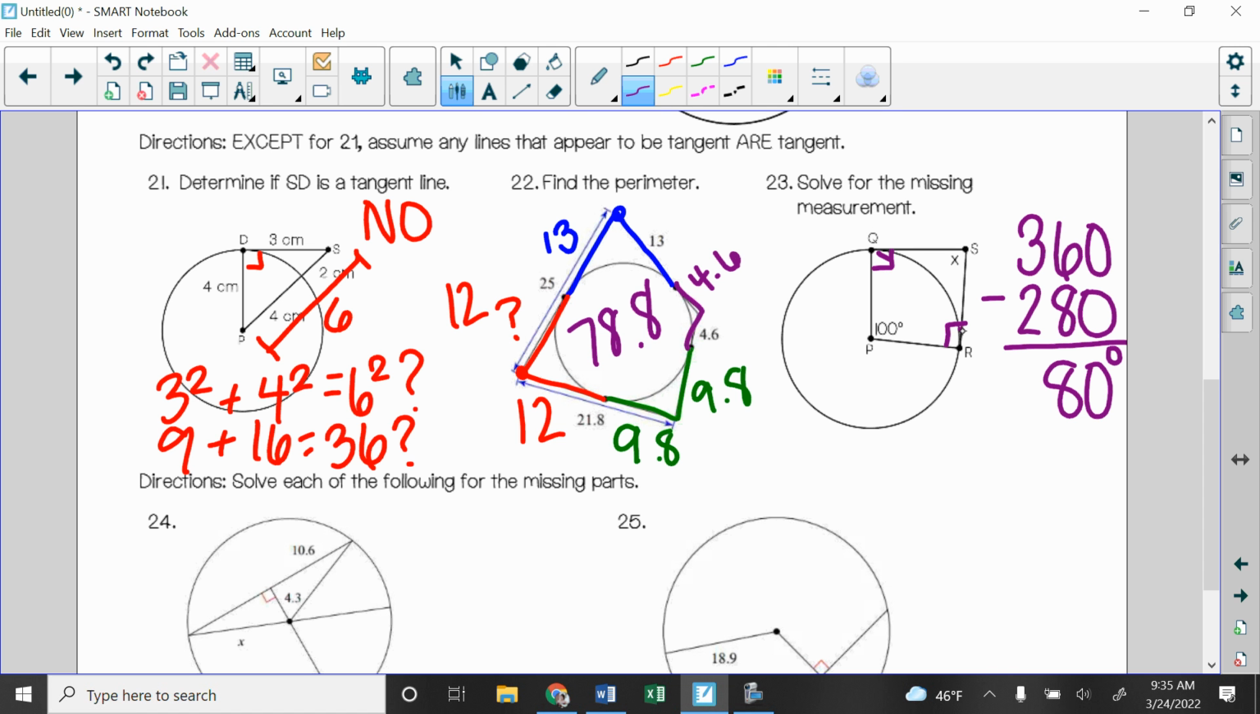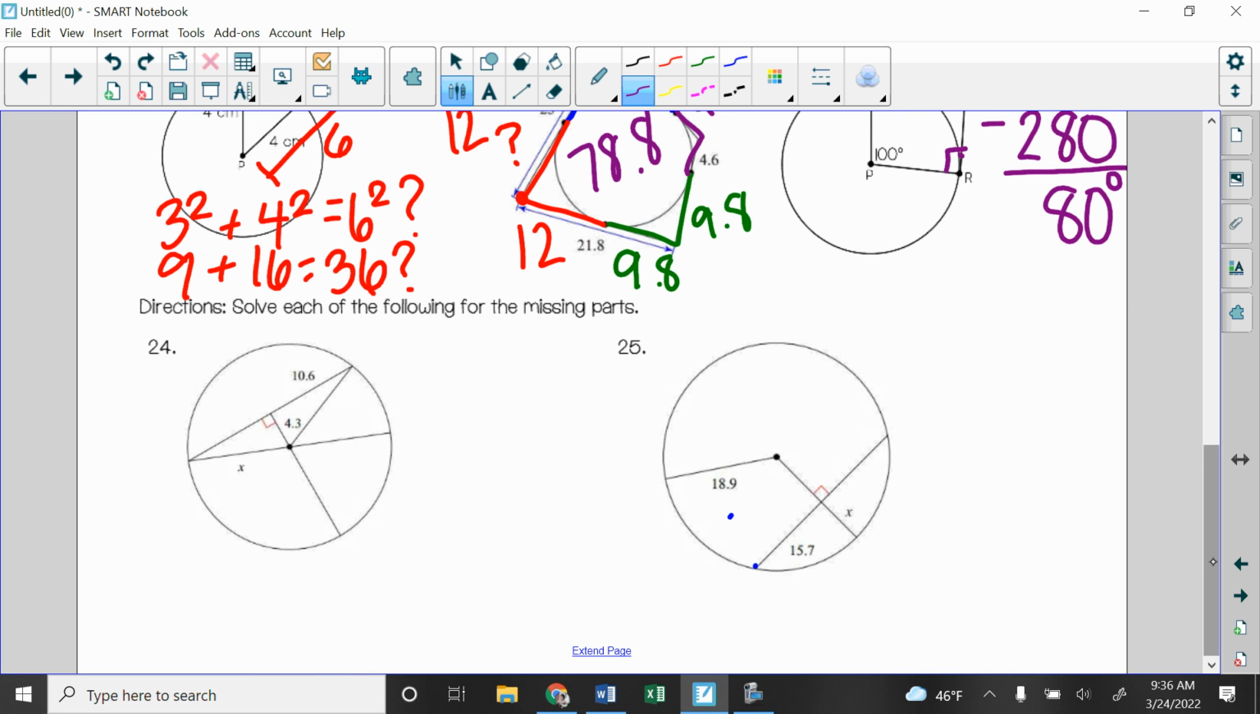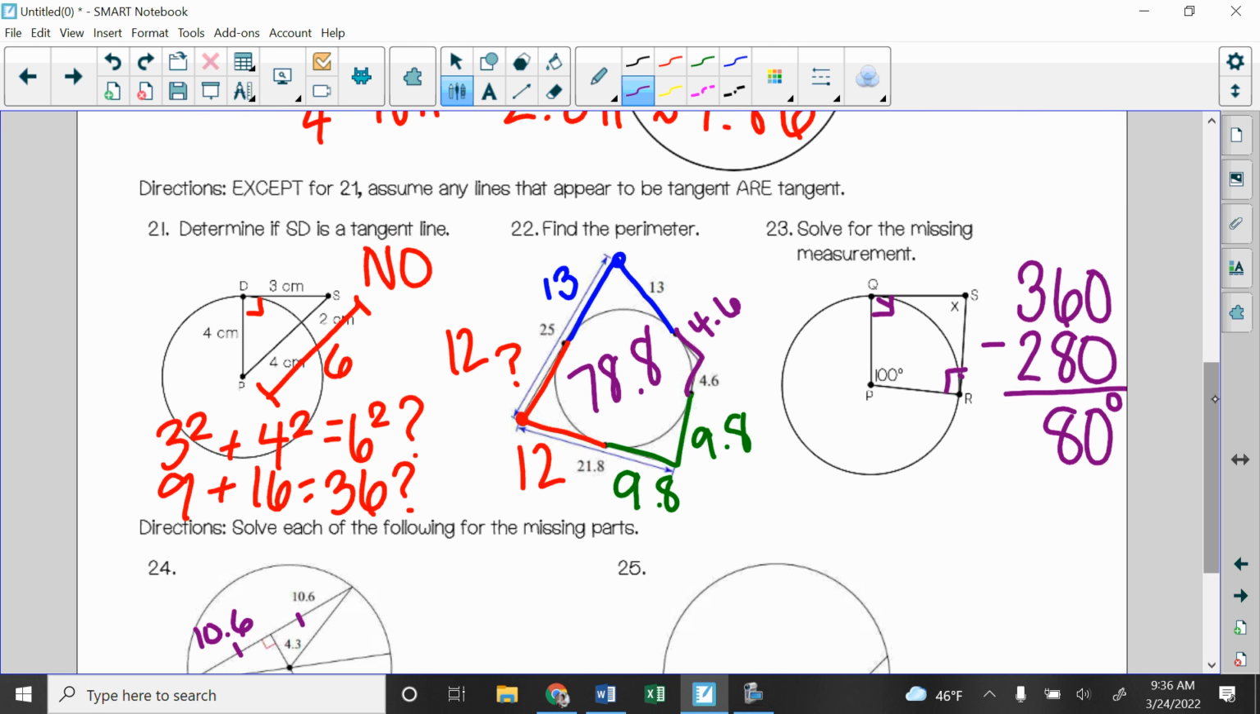90 plus 90 is 180, plus 100 is 280. Down here, you have to do the Pythagorean theorem. One thing I know is that these two segments are the same length, so this is 10.6, because when a tangent line meets a radius, it's 90 degrees. No, because that's 100. Squares have 4 90-degree angles.